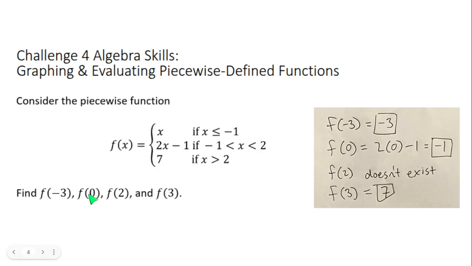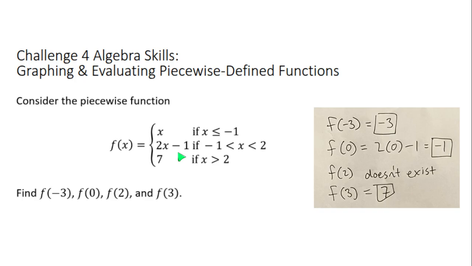Now let's look at f of 0. 0 is not in this first piece because 0 is not less than or equal to negative 1. Let's look at the second piece. Should 0 be here? Well, this is my piece of the function if x is between negative 1 and 2. 0 is between negative 1 and 2, so I'll use this piece. So f of 0 is equal to, plug 0 in, 2 times 0 is 0, minus 1 is negative 1.